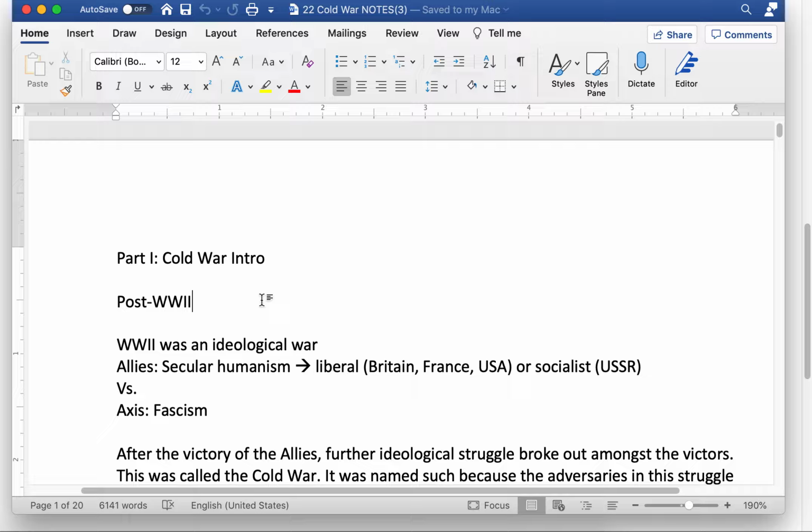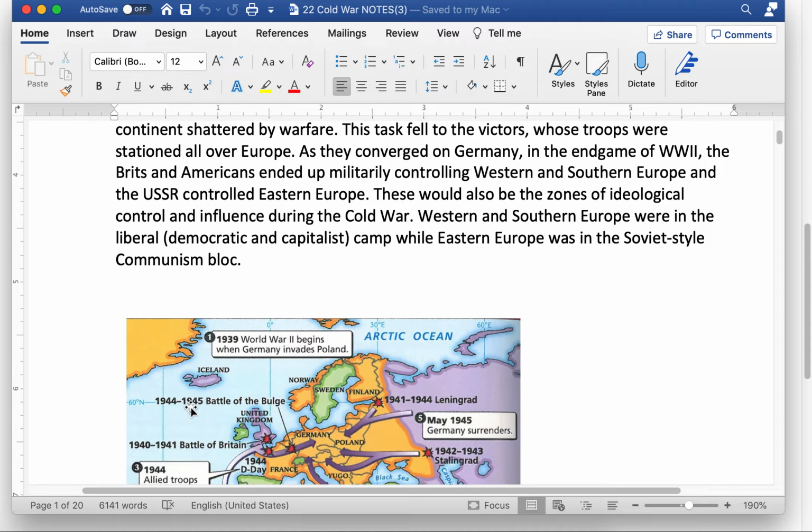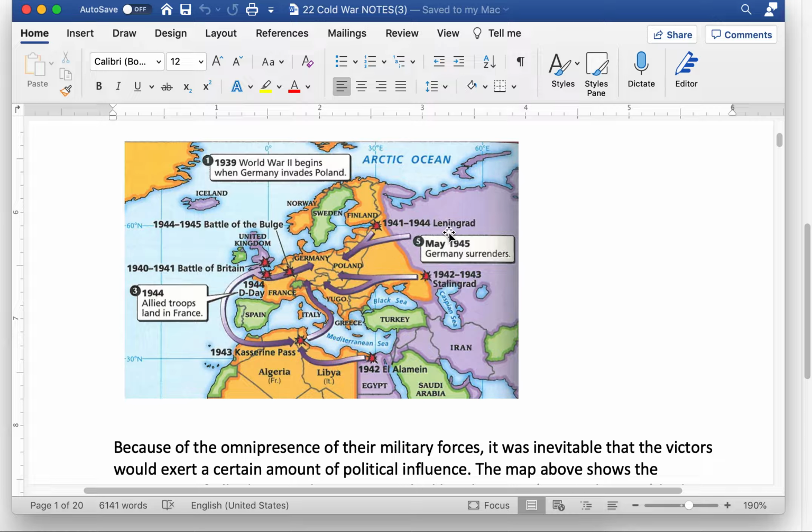So the Cold War: after World War II, you had the Allies, the liberal powers, and the communist USSR fighting on the same side, and they militarily defeat fascism. And the Russians come from the east towards the west, and basically every part of Europe that they liberate from Nazi rule, they shape in their image of communism and make those communist countries.